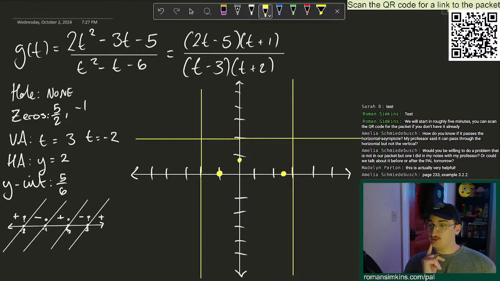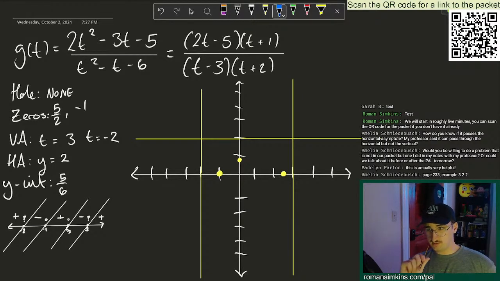Now, there's a lot going on here, but we can still just follow those rules, or not follow the rules, but look at our sign diagram and just think about what's going on. So let's start with the interval from negative infinity to negative 2. That interval must be always positive.